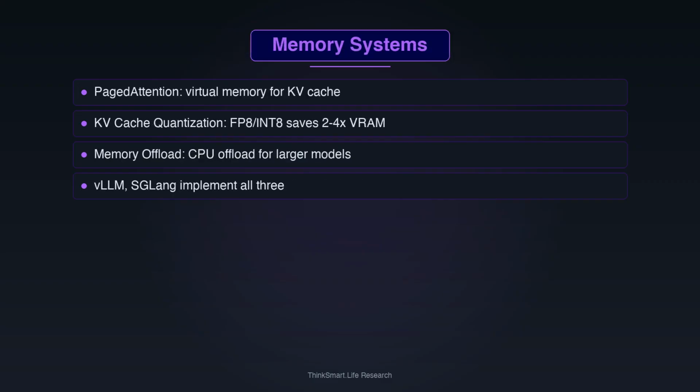Now let's talk memory systems, where some of the biggest wins lie. PagedAttention, introduced by the vLLM project, is arguably the single most impactful algorithmic contribution to LLM serving in recent years. Traditional serving frameworks allocated contiguous GPU memory for each request's KV cache at the maximum possible sequence length, wasting 60 to 80% of that memory through fragmentation and overprovisioning.